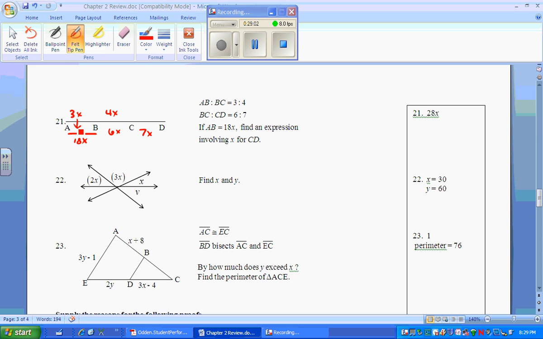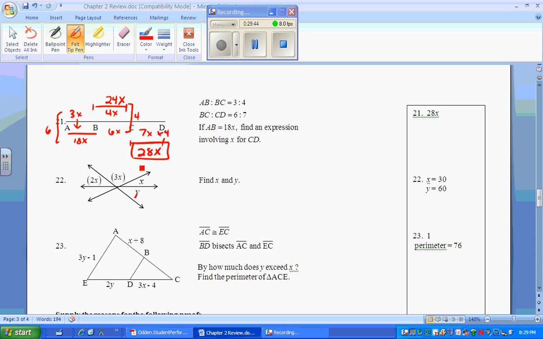Well, how much bigger does this get to this? So to go from 3x to 18x, I multiply by 6. So that means this 4 has to be multiplied by 6. So that becomes 24x for BC. And if BC is 24x, how does the 24x become the 6x? Well, that means you multiply by 4, so then we multiply this piece over here by 4. So CD ends up equaling 28x, and we're done. I know it's a little confusing and challenging, but that's an upper level question that can be challenging.